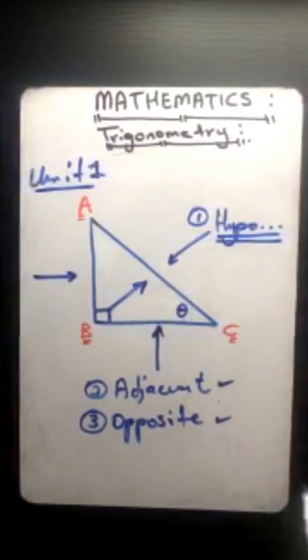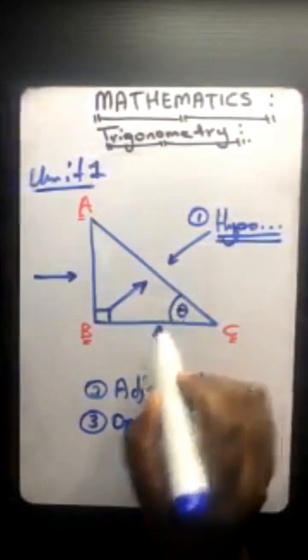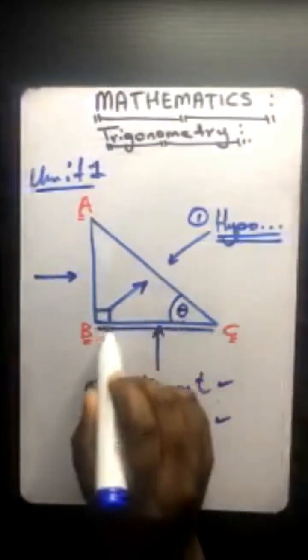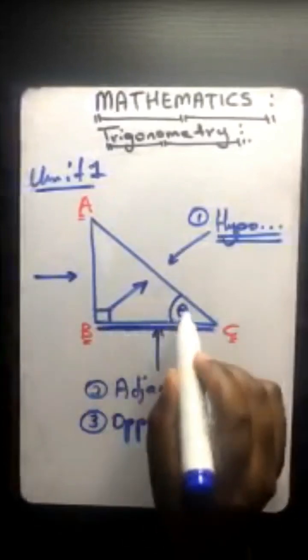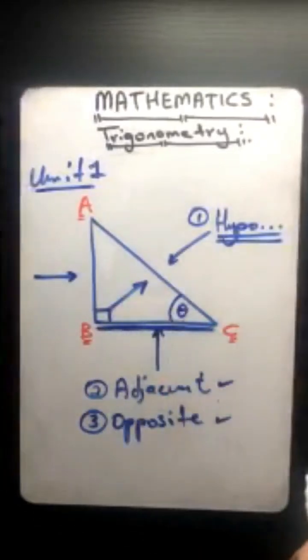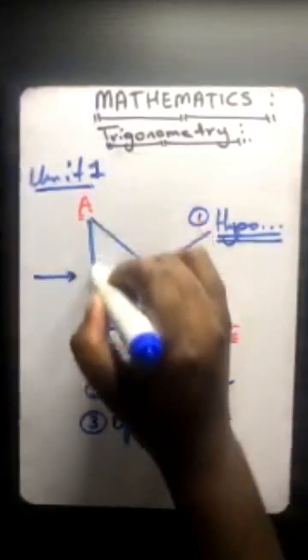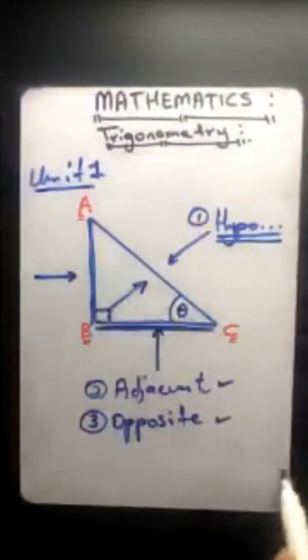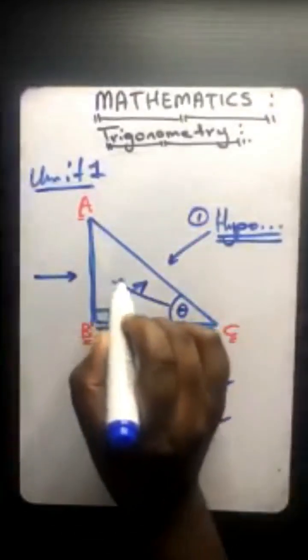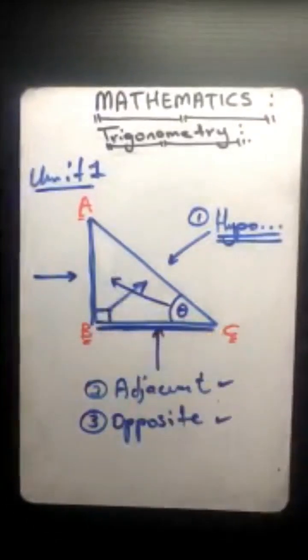Then you're going to say, okay, with reference to angle C, this is the side which is adjacent. Why? Because it is adjacent to the angle. And then this side is the one which is opposite. Opposite to what? Opposite to that angle. I'm not sure if it makes sense.